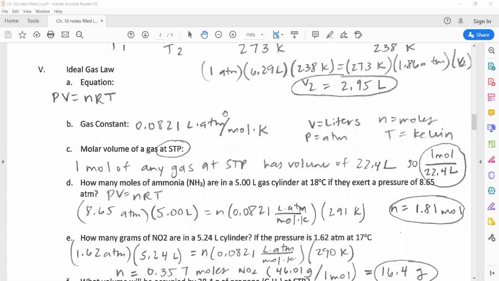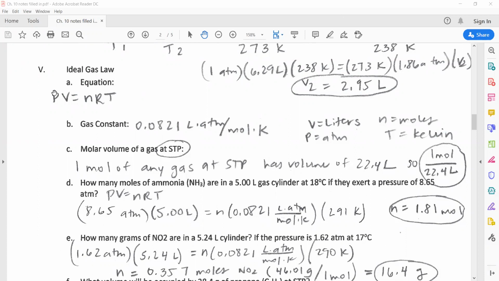So what we've talked about so far is when variables are changing for a gas and figuring out how the other variables respond. We also can run into what's called the ideal gas law. This is used when you have a set sample of a gas, so you don't have the changes. You don't have P1 and P2. You just have a pressure, a volume, an amount of moles, and a temperature.